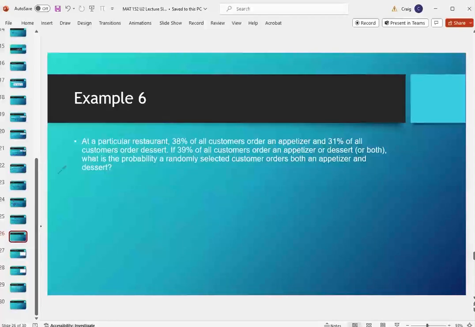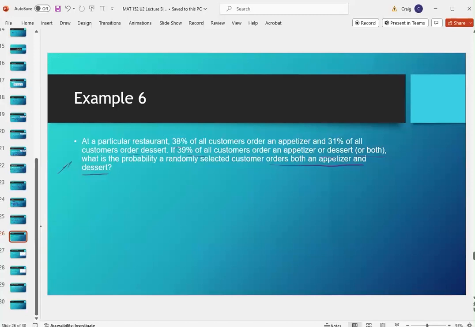One more example here, and then we're going to get something slightly different. At a particular restaurant, 38% of customers ordered an appetizer, 31% ordered dessert, and 39% of all customers order an appetizer or dessert, one or the other. What's the probability that the customer orders both of these?